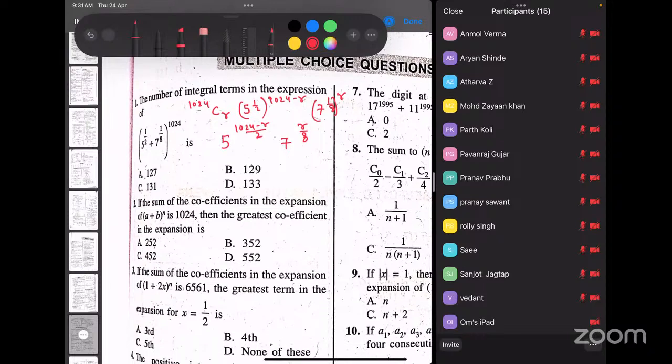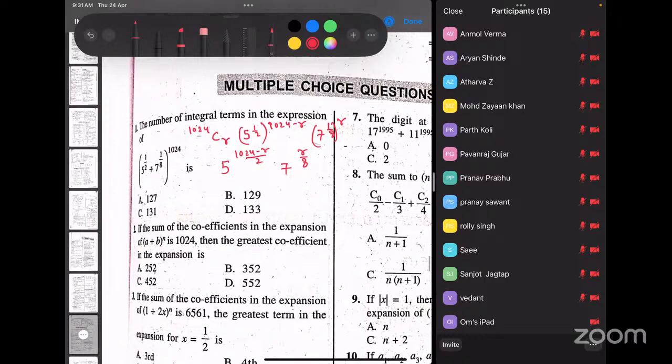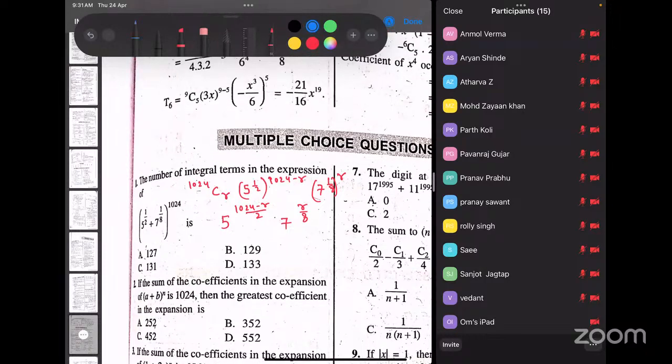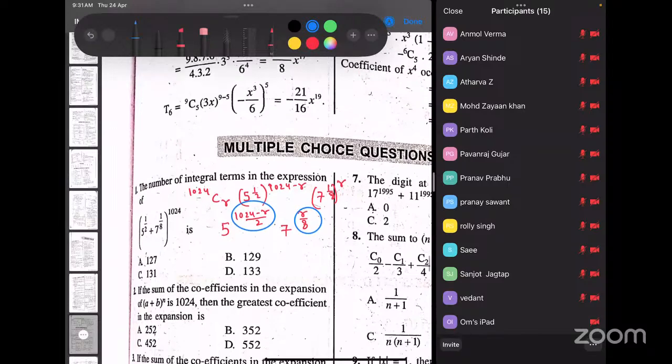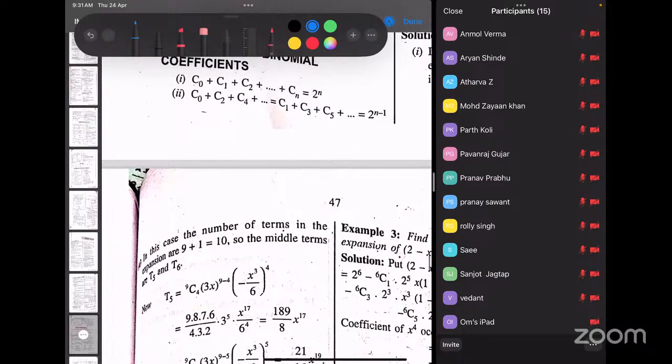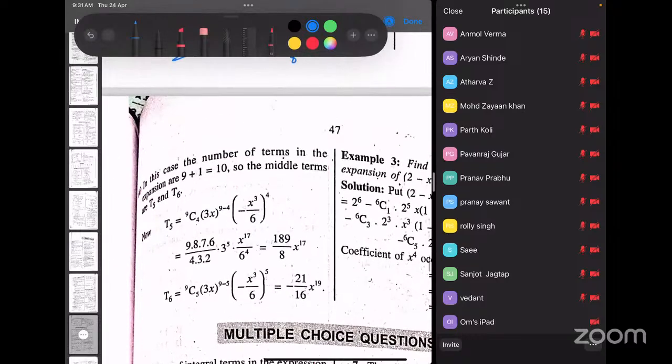So the number of integral terms in this expansion will be how much? Now integral terms means in the power of 5 we must have an integral value, and in the power of 7 we also must have an integral value, which means this expression has to be an integer, and this value also has to be an integer. So (1024 minus r) by 2 must be an integer, and r by 8 will also be an integer.